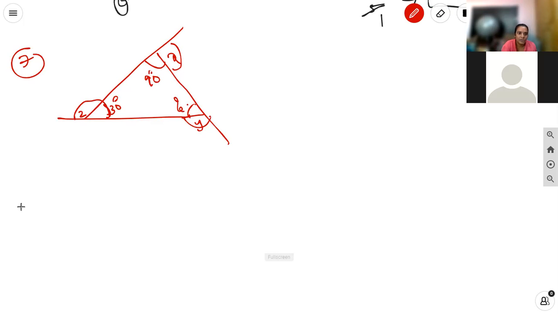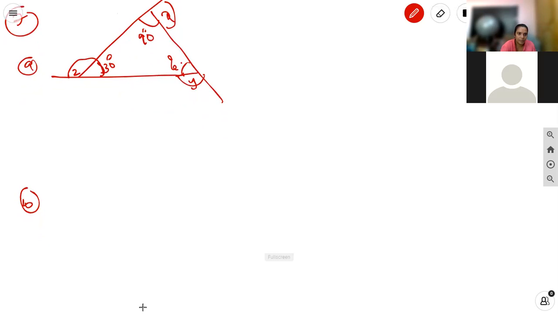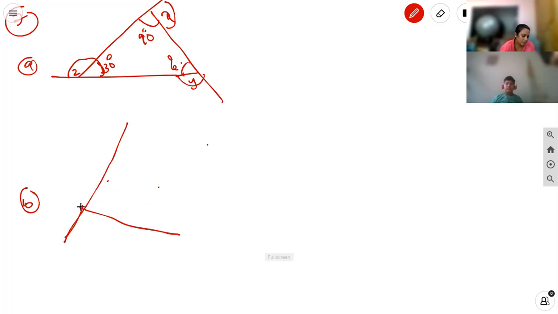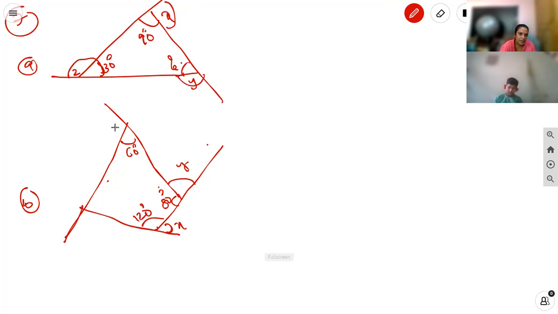Okay. The second figure: here it is A, and the B is equal to X. This is 120 degrees, this is 80 degrees, this is Y, this is 60 degrees, which is equal to Z, and this is W.